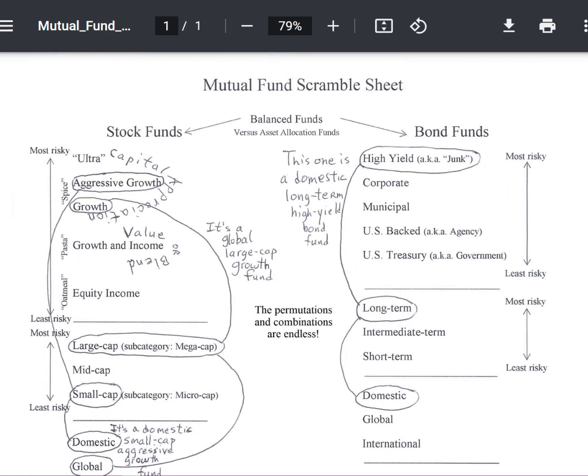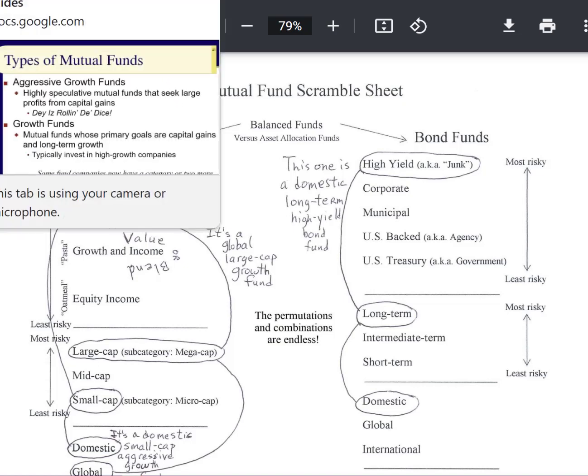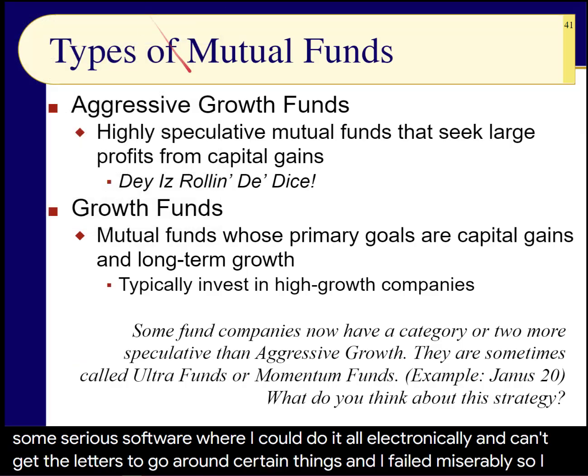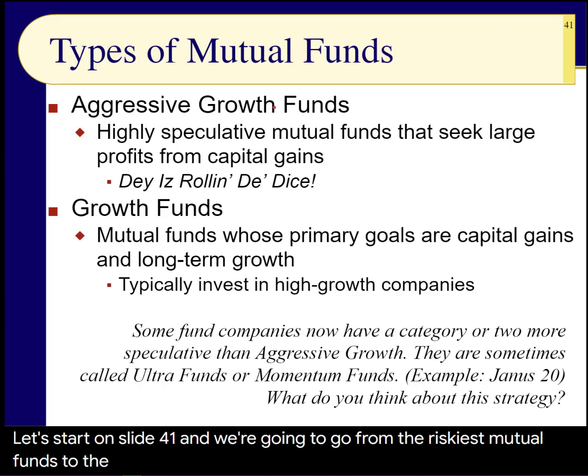with the Scramble sheet. I tried using some serious software where I could do it all electronically and get the letters to go around certain things, and I failed miserably, so I just did it by hand. My apologies. So let's start on slide 41, and we're going to go from the riskiest mutual funds to the least risky. Okay, so keep that in mind.